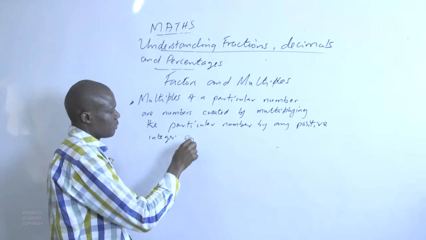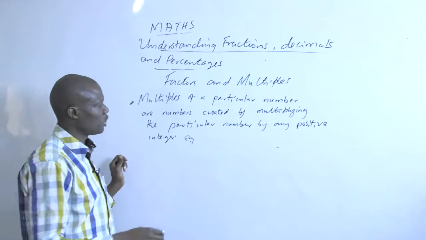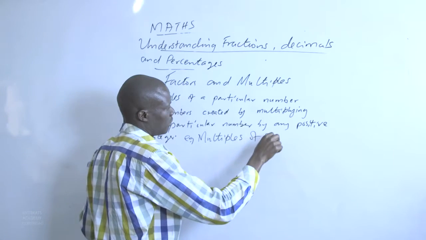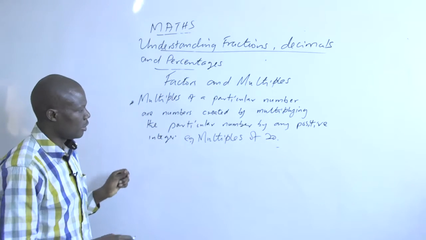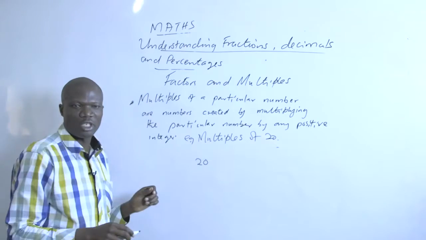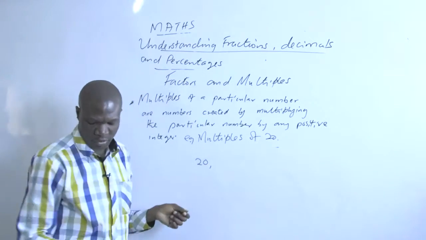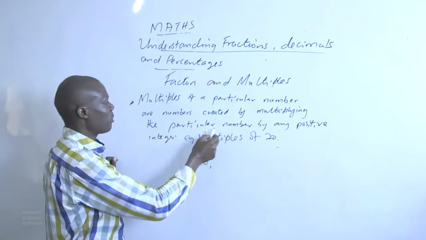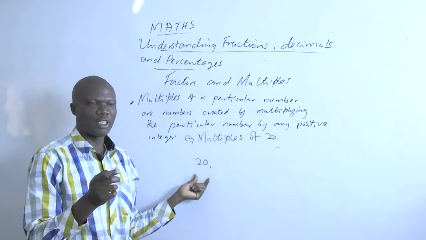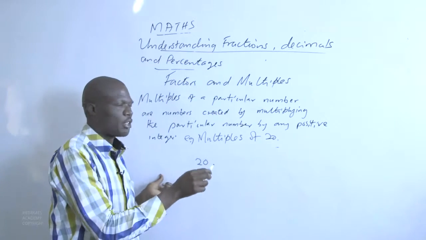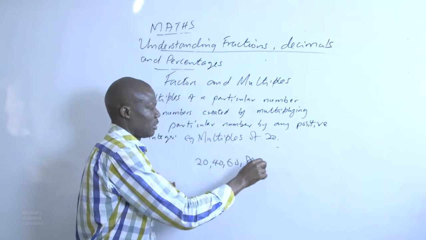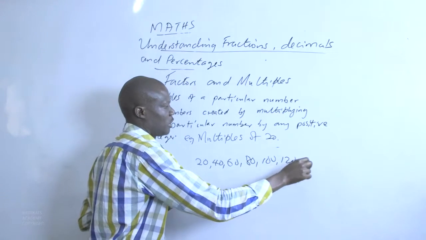For example, if you want to get multiples of 20, when you multiply 20 by 1, it's 20. So a multiple of 20 is 20 itself. Remember, we said by multiplying by any positive integer. Let us start from the least, which is 1. It will give us 20. If it was multiplied by 2, we would have 40, then 60, 80, 100, 120, and so on.